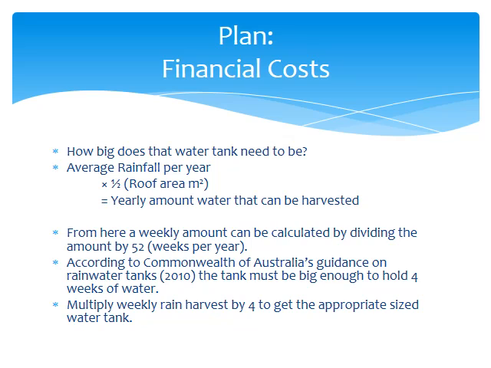From here, a weekly amount can be calculated by dividing the amount by 52 weeks. According to the Commonwealth of Australia's guidance on rainwater tanks, the tank must be big enough to hold 4 weeks of water. So we divide the weekly number by 4 to get the appropriate sized water tank.